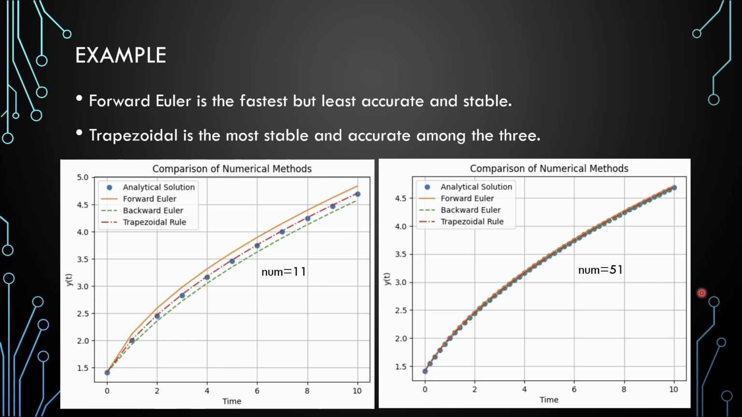If I use more time points, from 11 to 51, since the time steps become smaller, the solution becomes more accurate. Now all these three methods get a solution that is very close to the analytical one. From this we can observe that forward Euler, since it is explicit, doesn't need any iterations, so it is the fastest, but it is also the least accurate and stable one. And the trapezoidal method is usually the most stable and accurate one among all these three.